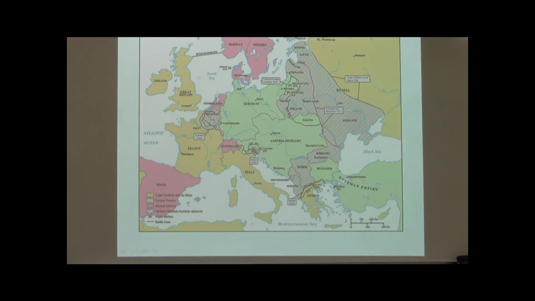Here's a map of Europe that shows the way that Europe had been divided by the alliance system. Norway, Sweden, Spain, Switzerland, Netherlands remained neutral.